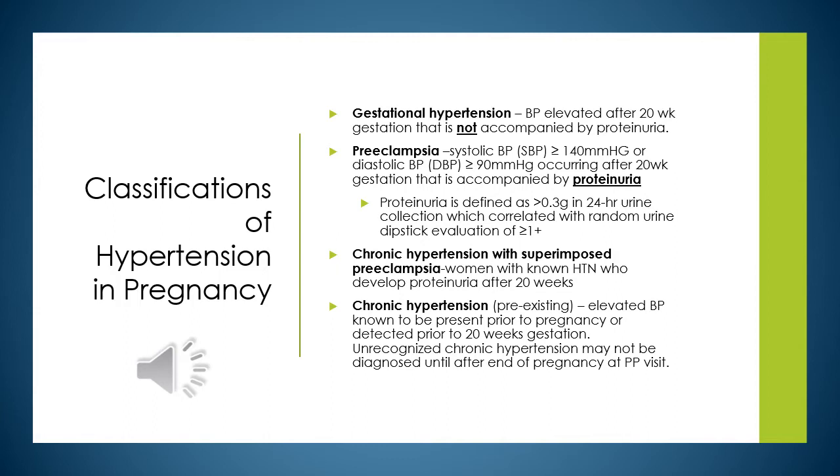Preeclampsia is a multisystem hypertensive disease unique to pregnancy. It is defined as hypertension occurring after the 20th week of gestation that is accompanied by significant proteinuria. Now, proteinuria is defined as greater than 0.3 grams, or greater than 300 milligrams, of protein in a 24-hour urine collection, which correlates to a random urine dipstick evaluation of 1+ or greater.